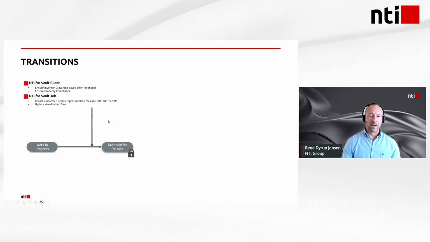So another thing, changing a lifecycle state from work in progress to schedule for release is also for the job processor to say, yeah, as part of that transition, I want to have PDF, DXF, or step files created of my native Inventor files. It could also be Word documents or AutoCAD files. It could be many different jobs handled as part of that transition. And I also want to update my visualization files so I can rely on the Vault viewer inside Vault.